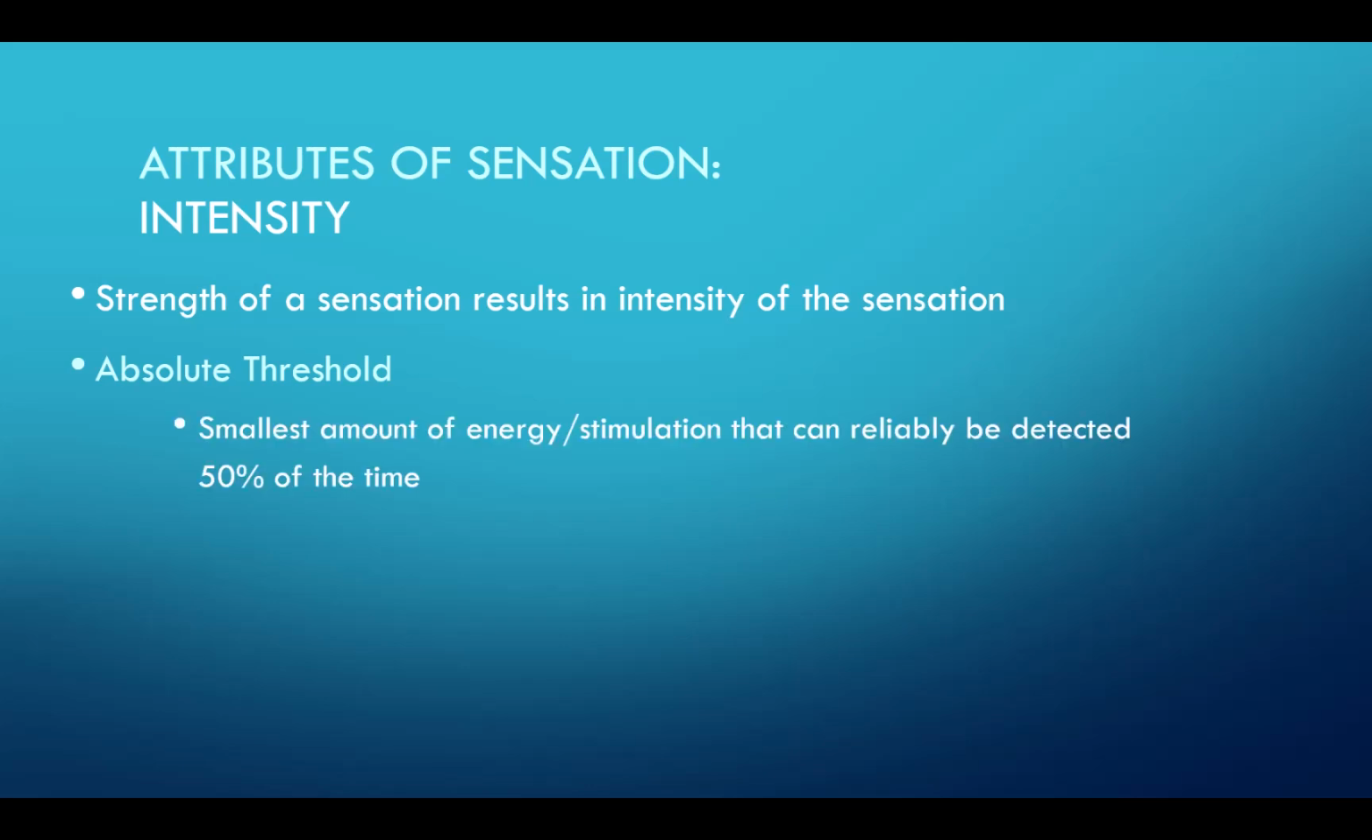An absolute threshold is the smallest amount of energy that can be reliably detected 50% of the time. Now, this is variable, and it can be influenced by practice, fatigue, context. So what is the smallest number of axons that need to be stimulated for us to see something, or to smell something, or to hear something?